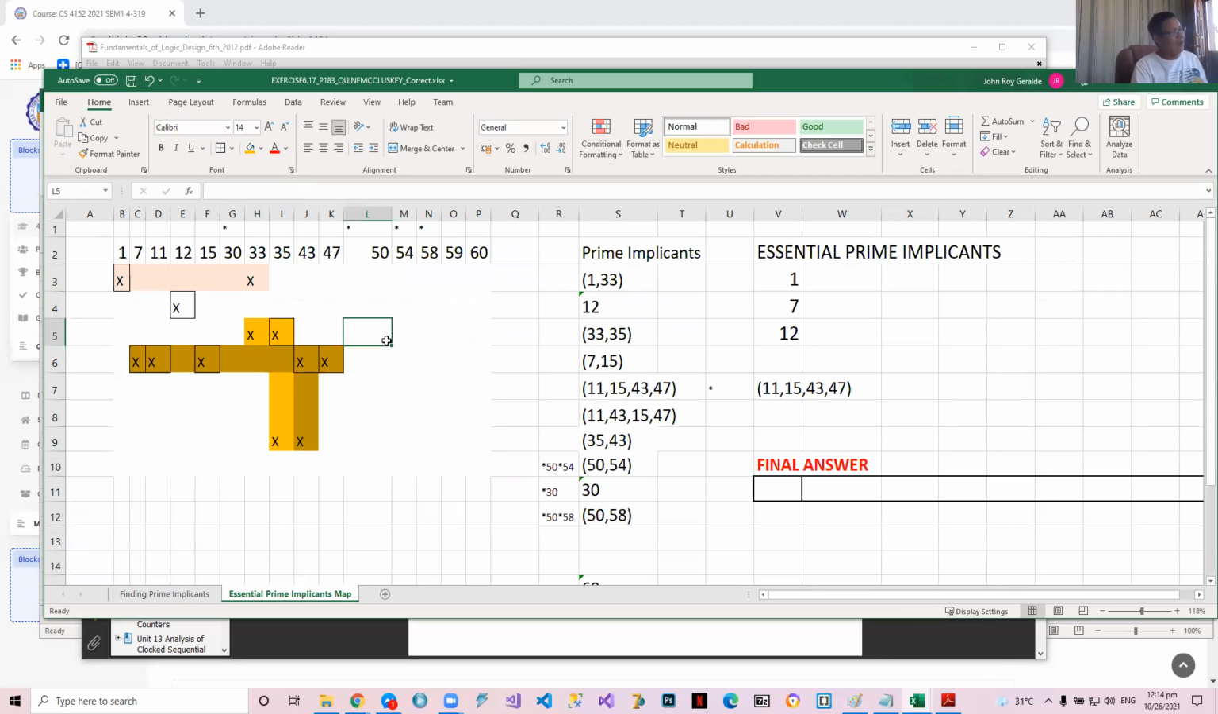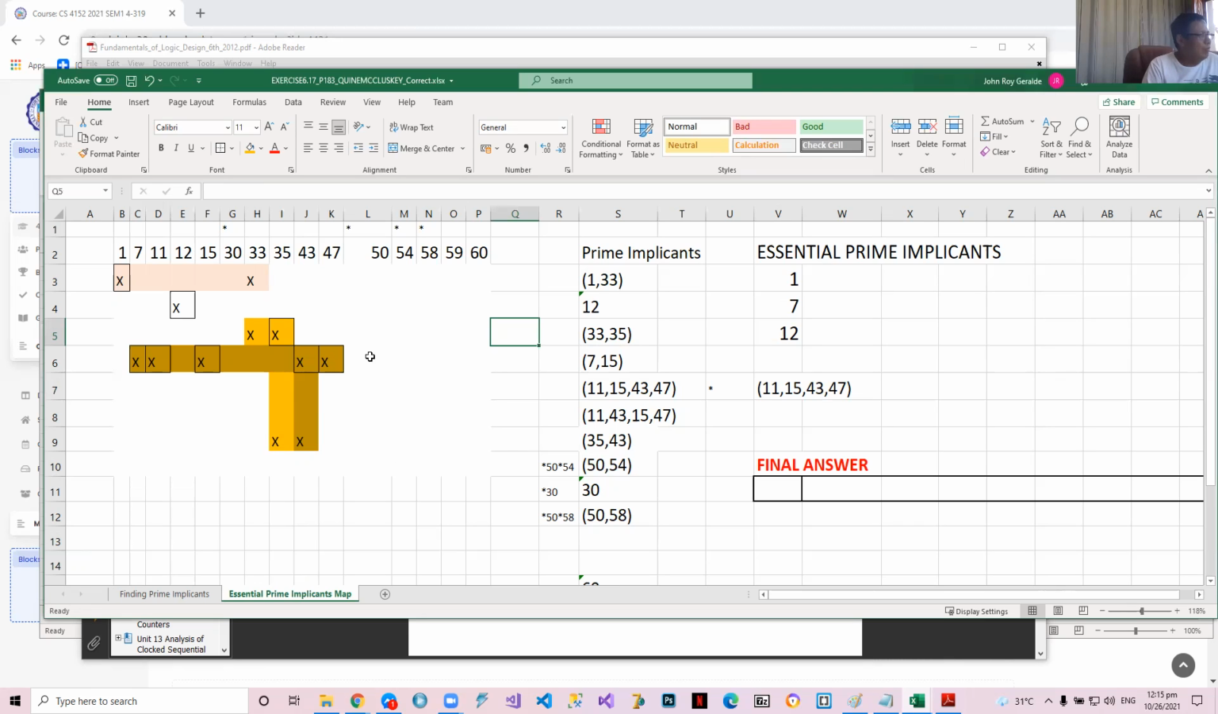Do you follow? Okay? Do you follow? Okay. So those that are in boxes are the essential prime implicants.